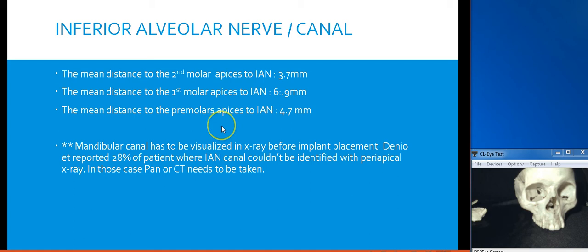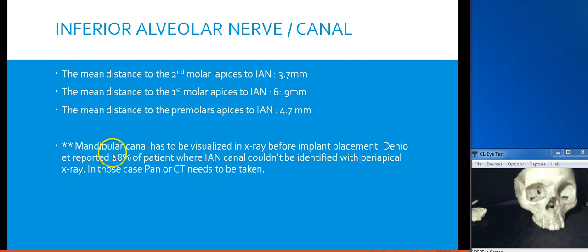The other important thing, and again, these are mean numbers to give us an idea about the inferior alveolar nerve, is the mean distance from the apex of the second molar to the nerve, which is usually 3.7 millimeters. The mean distance at the first molar is about 6.9 millimeters. So 3.7 millimeters at the second molar, 6.9 at the first molar, and at the premolar it's about 4.7. So obviously you can see we have a little bit more leeway at the first molar, as expected, compared to the second molar and the premolars.